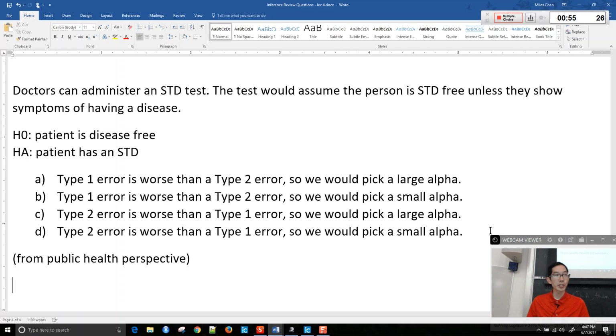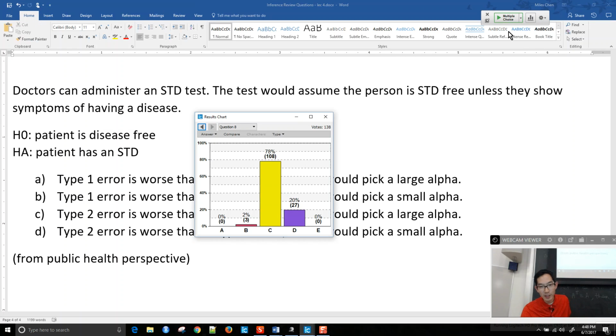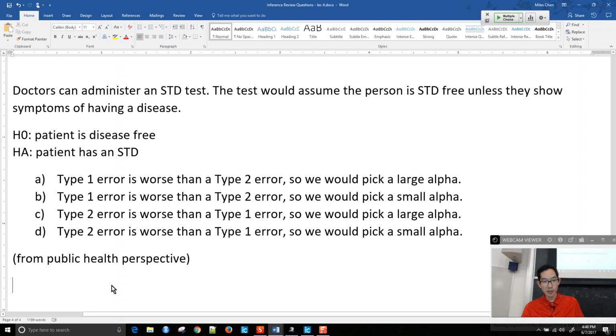So think about what it means to make a type 1 error. What does it mean to make a type 2 error? Which one is worse from a public health perspective? And does that mean you'd want a large or small alpha? Okay, let's take a look. And C is indeed the correct answer.